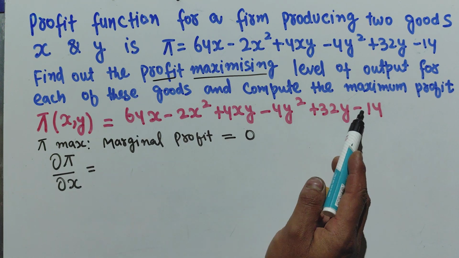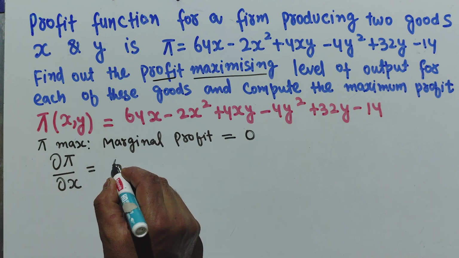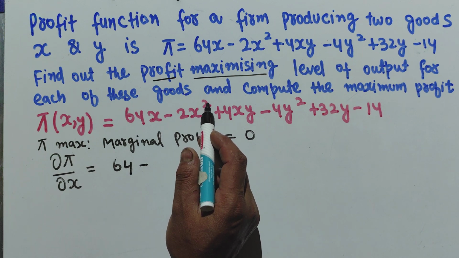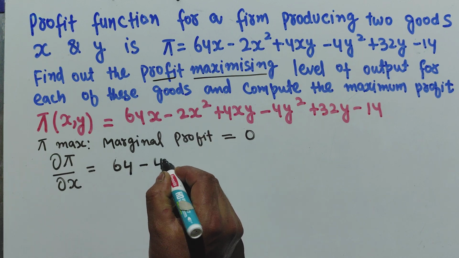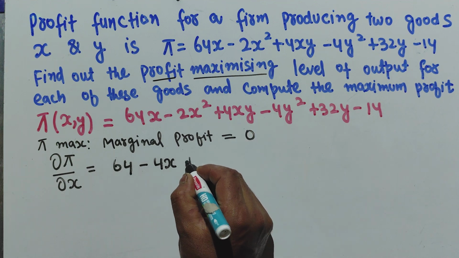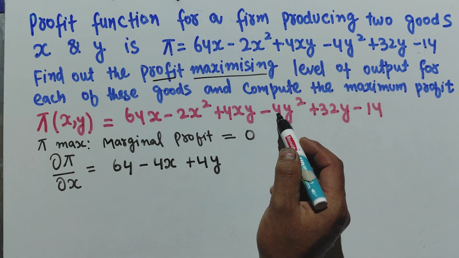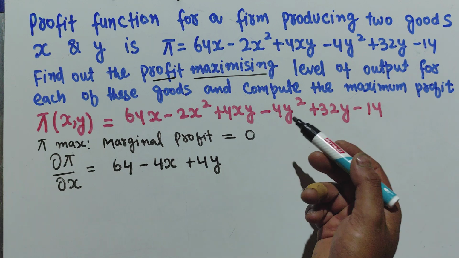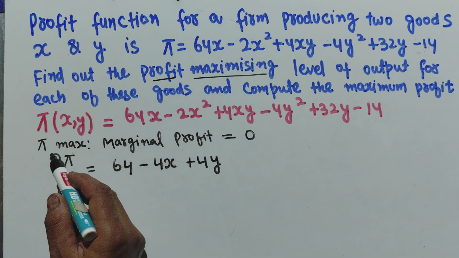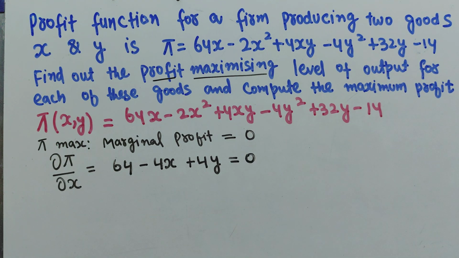The derivative of this function with respect to x: the derivative of x is 1, so we are left with 64, minus the derivative of x² is 2x, so 2 into 2 is 4x. The derivative of x in the third term is 1, so we are left with 4y, and since no x is involved in the remaining terms, their derivative will be 0. We set this marginal profit for good x equal to 0.